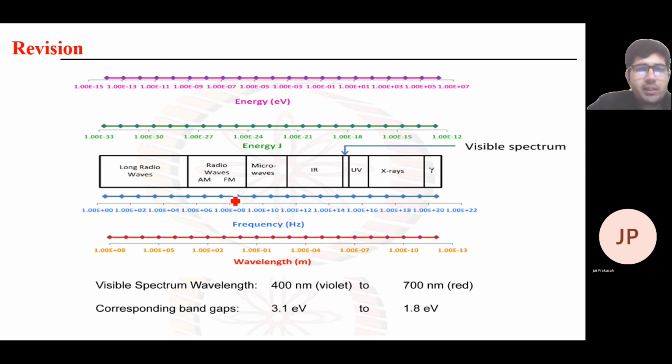This slide shows some data regarding wavelength, frequency, energy in joule, and energy in electron volt. Here we can see long radio waves, AM, FM, microwaves, infrared, visible spectrum, UV, X-rays, and gamma rays.